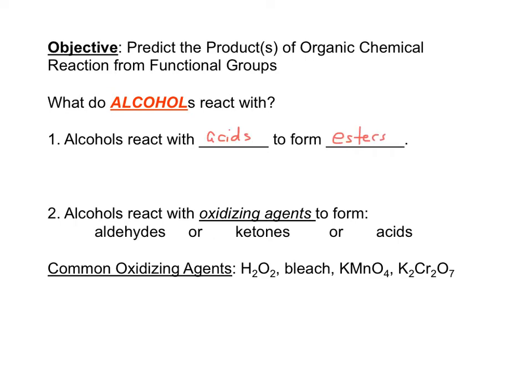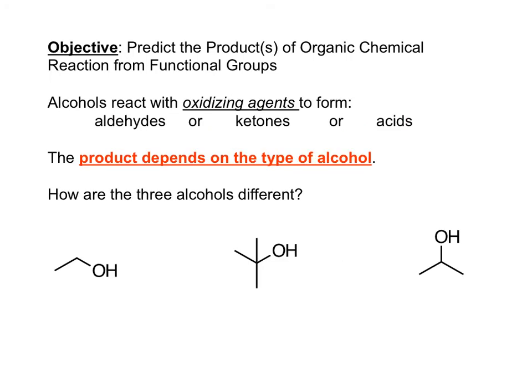And the answer is, alcohols not only react with acids but also react with oxidizing agents to form aldehydes or ketones or acids. Here are some common oxidizing agents. When an alcohol is oxidized, the product depends on the type of alcohol. Let's compare these 3 alcohols.